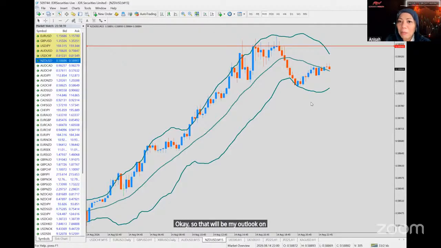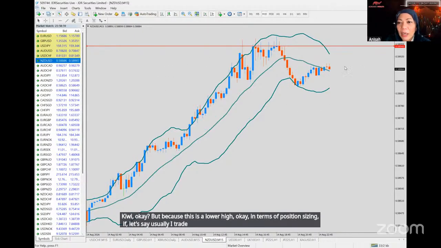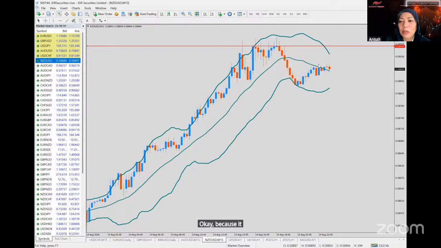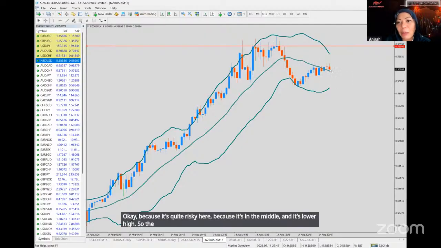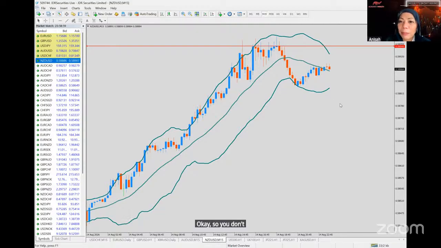Because this is a lower high, in terms of position sizing, usually I trade 0.05, this time I will trade only with 0.01. Because it's quite risky here, it's in the middle and it's a lower high. So the price could come down and make a lower low, so you don't want to risk that much.